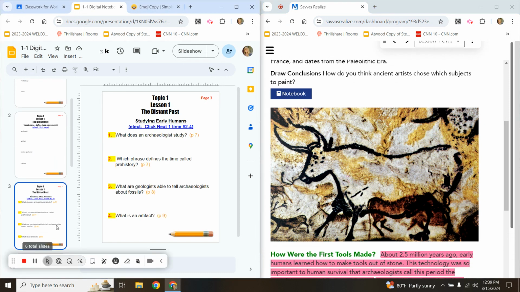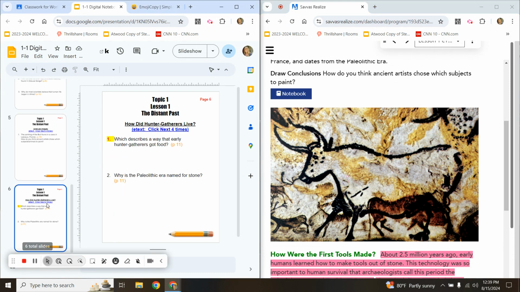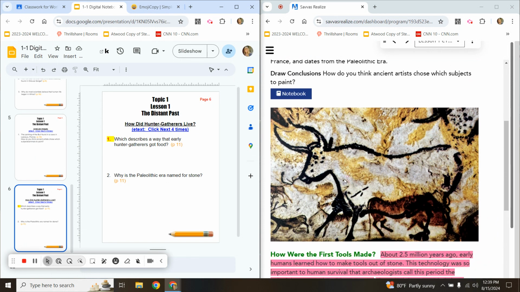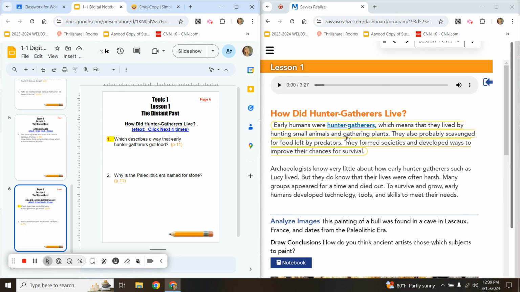All right, let's move on to our last page, page 6. That first question, you'll see if you were just on page 5, we already clicked Next 4 times. So here's that picture that you just talked about. Just go up to the top, which describes a way that early hunter-gatherers got food. So it says which because in your mastery check, it's going to give you options. So in this paragraph that is circled, it's asking you, how did hunter-gatherers get food?